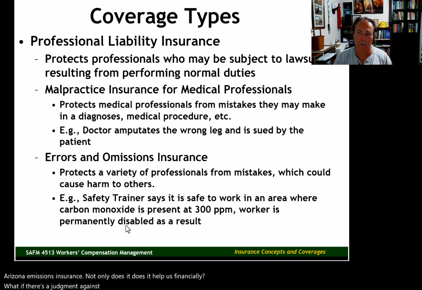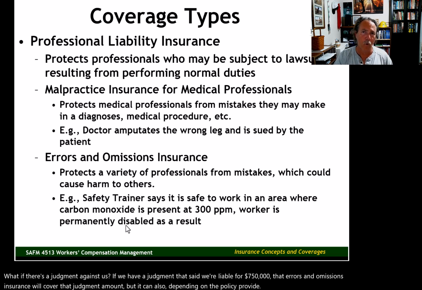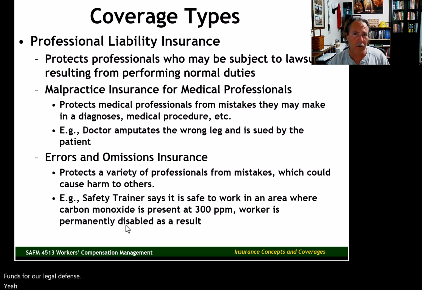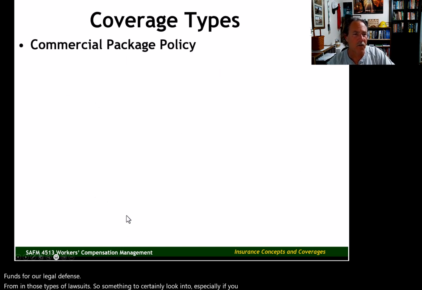If we have a judgment that said we're liable for $750,000, that errors and omissions insurance will cover that judgment amount. But it can also, depending on the policy, provide funds for our legal defense in those types of lawsuits. So something to certainly look into, especially if you end up doing any kind of consulting work.